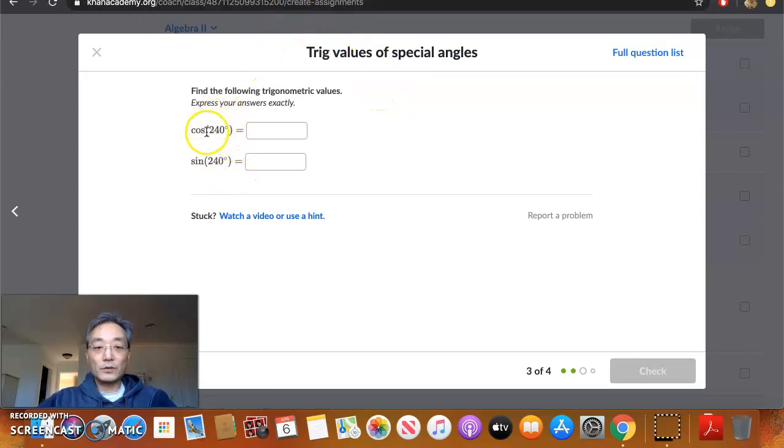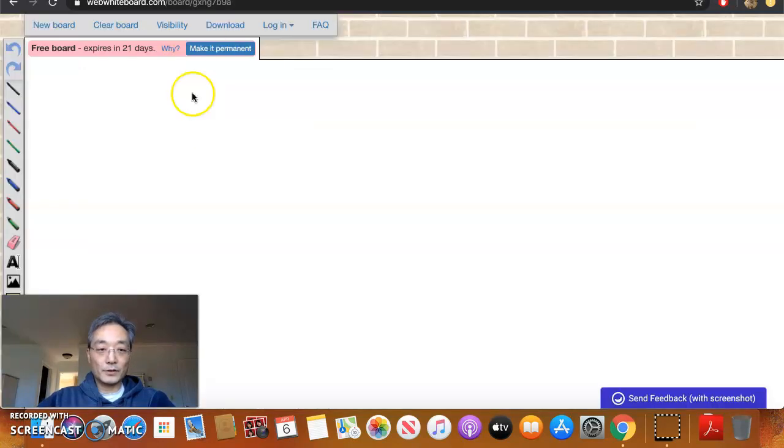And you're going to need to know those reference angles in order for you to answer questions like this, where they're asking you for angles that are 240 degrees, for instance. Okay? So let's go back here. All right, now, what I want you to do is copy this table along with me.